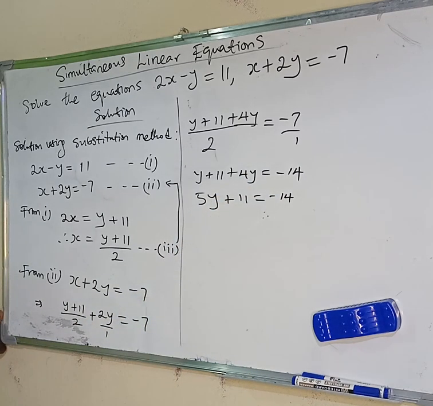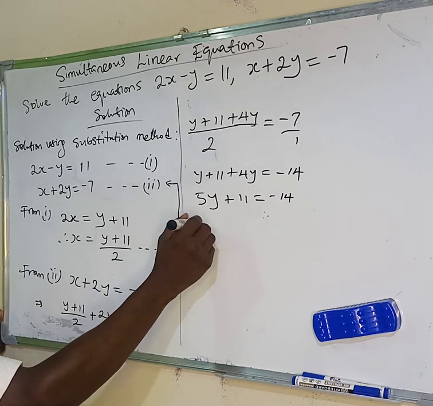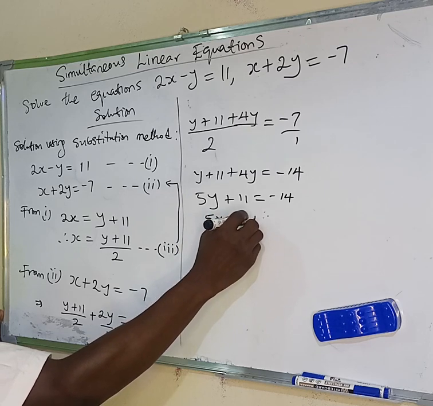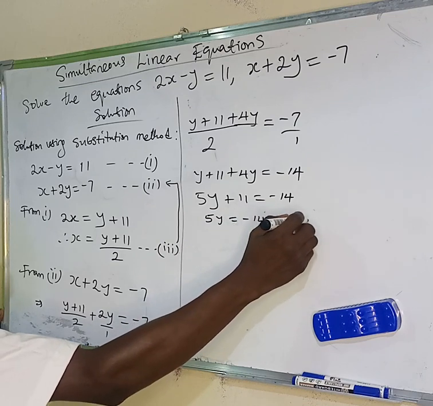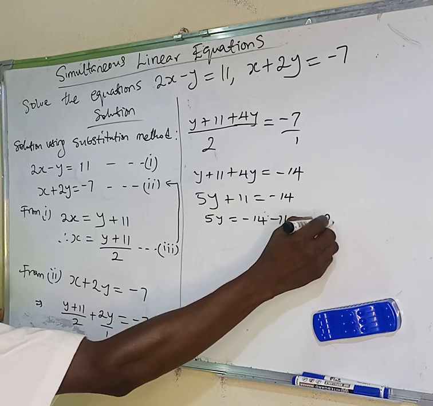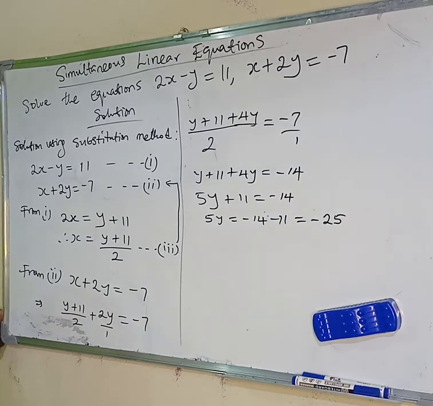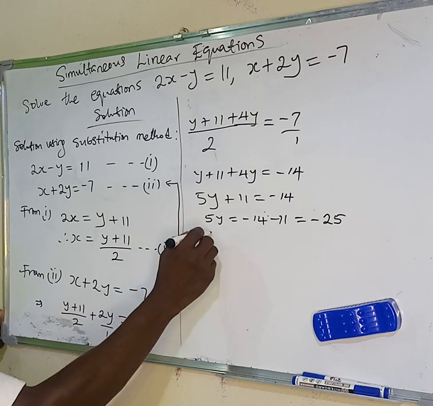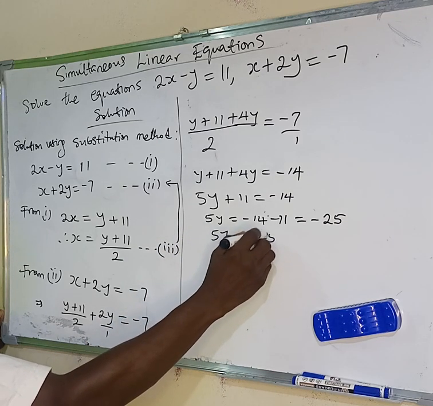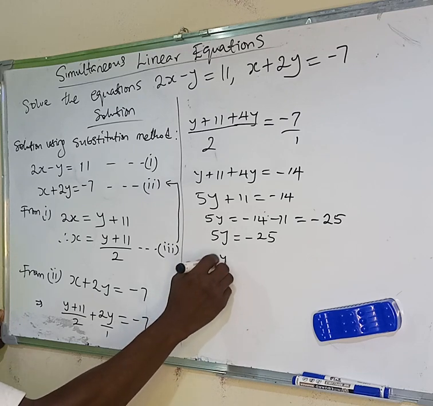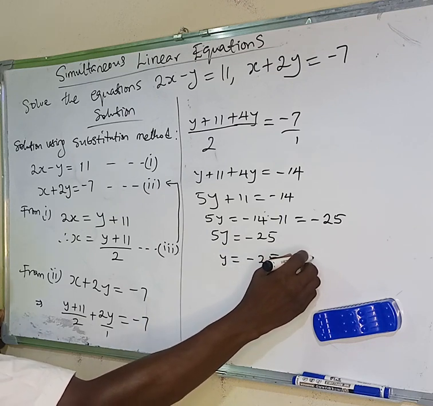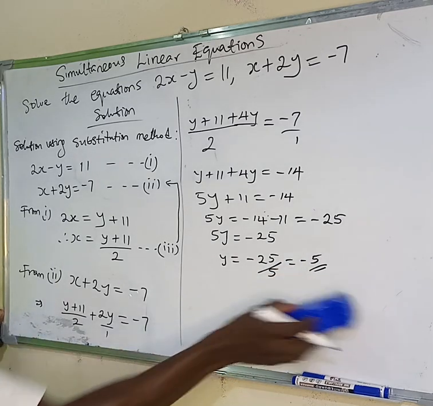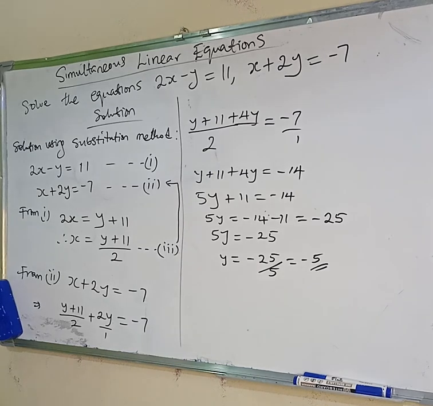Now we want 11 to cross to the other side so that y can be alone. So 5y will be equal to -14. If positive 11 crosses to the other side, it becomes -11. -14 minus 11 will give us -25. So 5y is equal to -25. If we divide both sides by 5 so that y will be alone, y will be equal to -25 divided by 5, which gives us -5. So y is equal to -5.